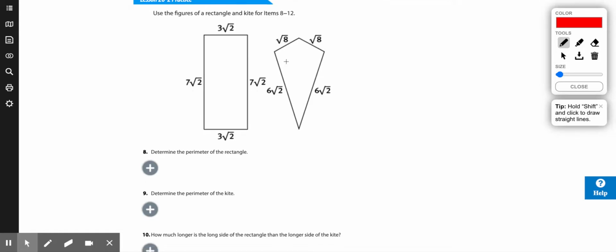Perimeter of this kite, well, you would add up all these things, but I would need to simplify the square roots of 8. Remember, that turned out to be the 2 square roots of 2 when we just did it a minute ago. So there'd be 2 square roots of 2 and 2 square roots of 2 and 6 square roots of 2 and 6 square roots of 2. So that's 12 square roots of 2 plus 4 square roots of 2. That's 16 square roots of 2.